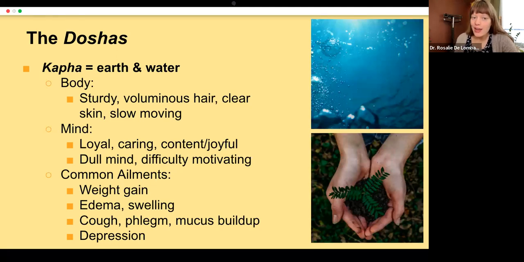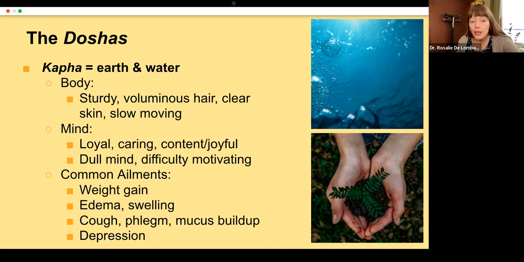Kapha is earth and water elements. So in terms of their body habitus, Kapha people are sturdy. They have voluminous hair, very lustrous features, clear skin, and they can also be quite slow moving. Very different as compared to our Vata people, who buzz around and you can't get them to stop and sit down. In terms of the mind, the Kapha person is, like I said, very grounded.